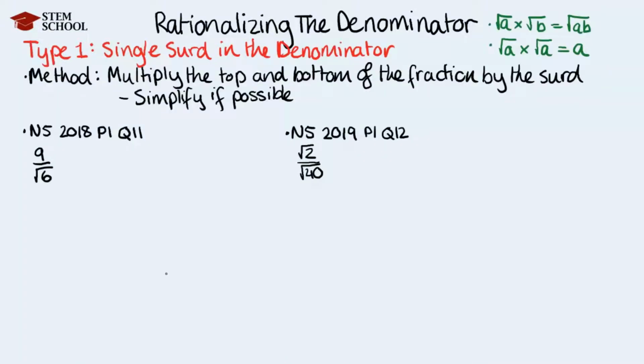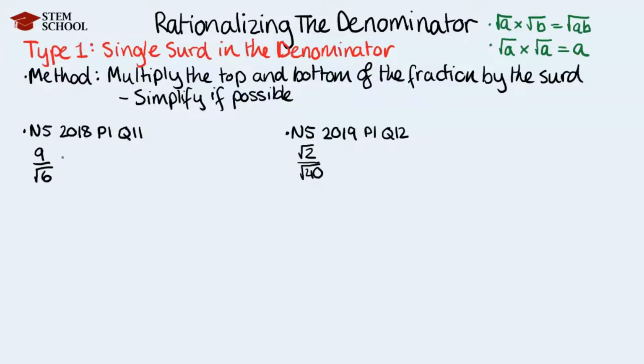So we'll have a go at some questions now, and the method for both types are actually very similar. So let's start with the first type, where you have a single surd in the denominator. All you have to do is multiply the top and bottom of the fraction by the surd that is in the denominator. Then after that, you have to simplify if it's possible. So let's have a go at this question. We've got 9 over root 6. It's easier to understand this with an example.